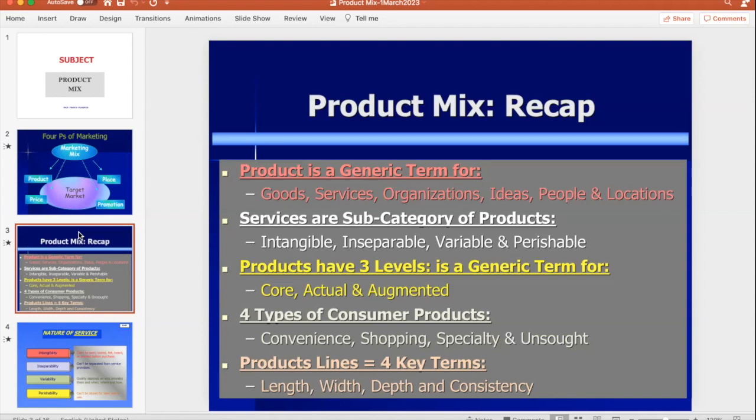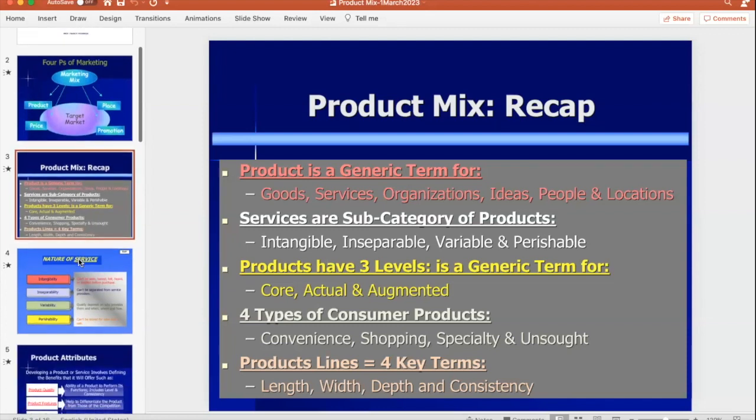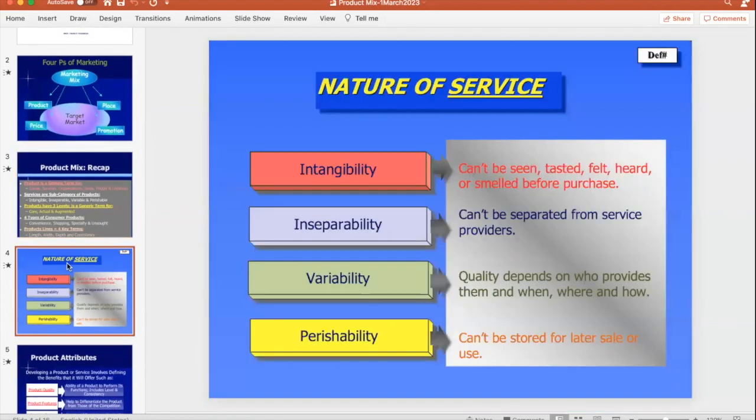Services are subcategories of products, and they have specific categories of qualities and attributes. Products have 3 levels, and there are 4 types of consumers, and then products are discussed within the product line. Services are different because services have 4 attributes. The first attribute is intangibility, the fact that you cannot store, you cannot have an inventory, you can't keep a physical good out of a service.